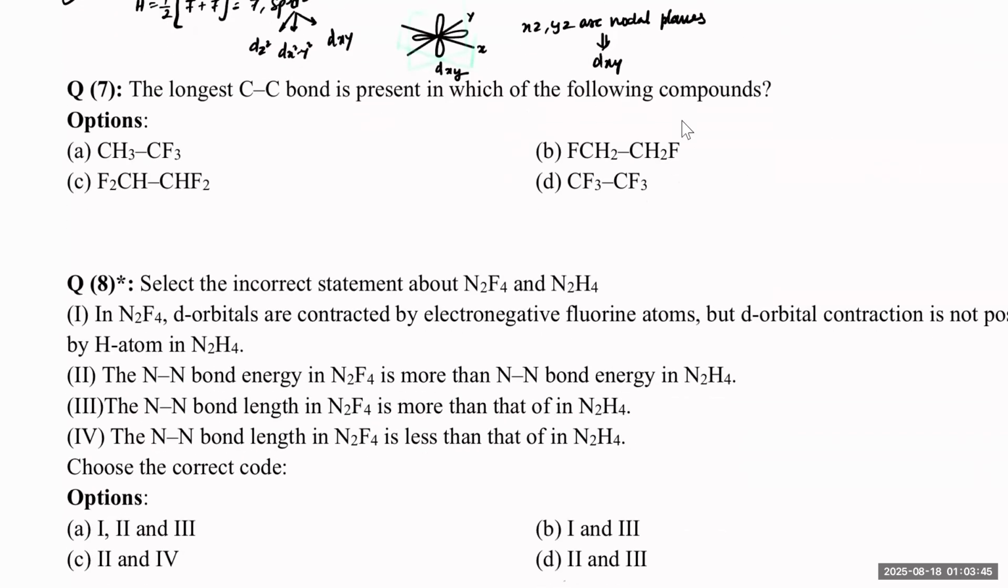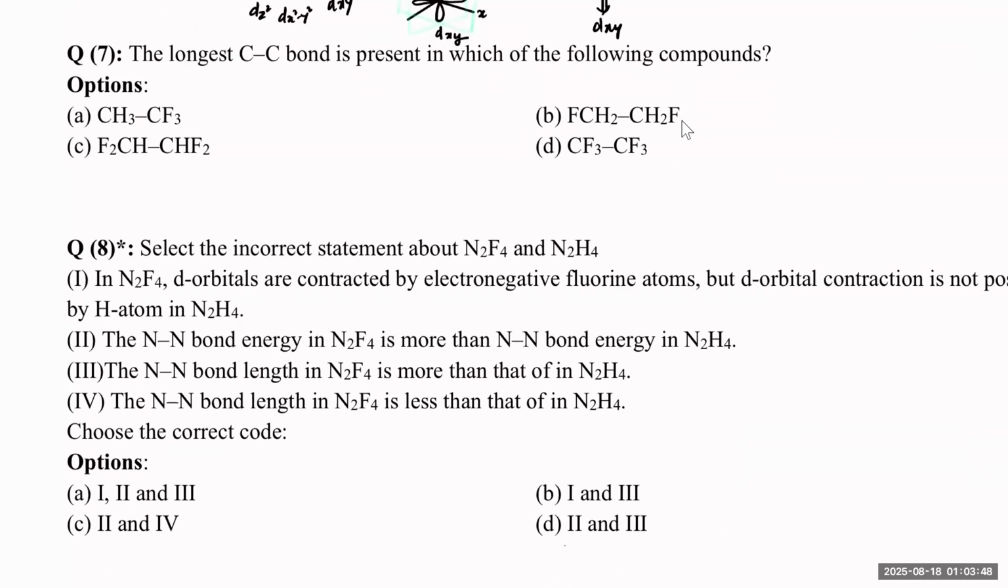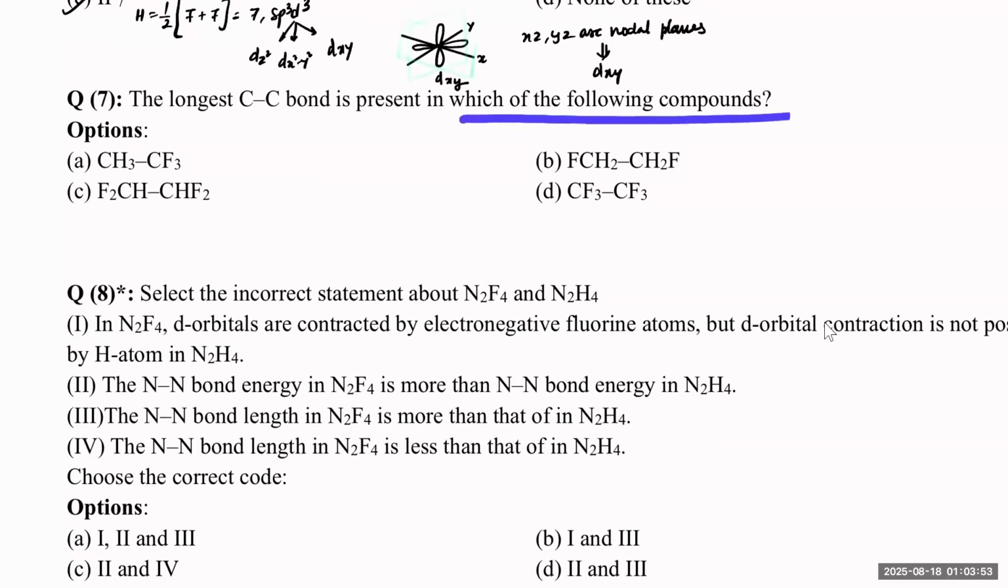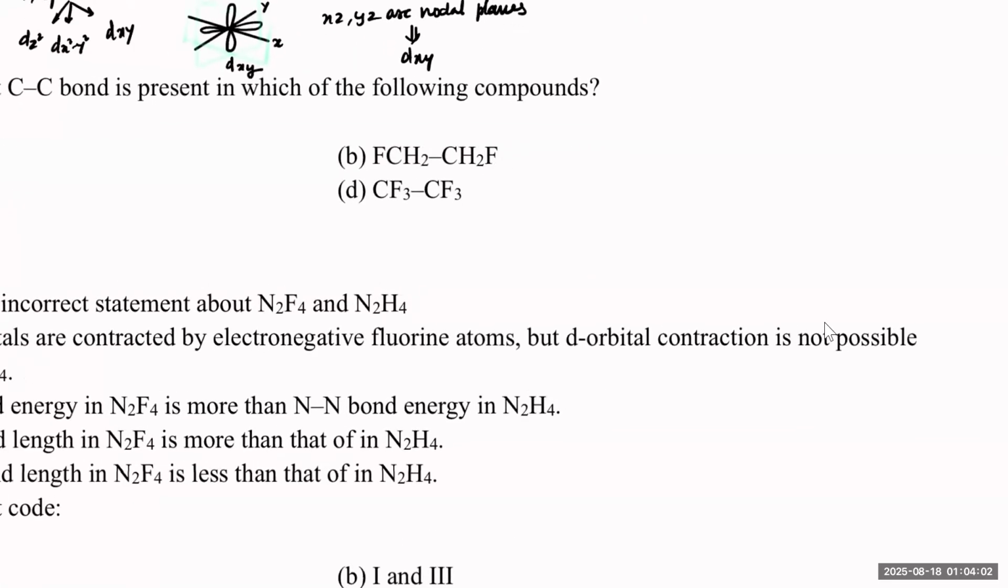Right. See, next. The longest C-C bond is present in which of the following compounds? Okay, this is a very good question, everybody. This is one of the applications of Bent's rule. There are a lot of questions like this in V.K. Jaiswal. If you understand one of them and the trick is clear, then you'll be able to answer all of them very easily.